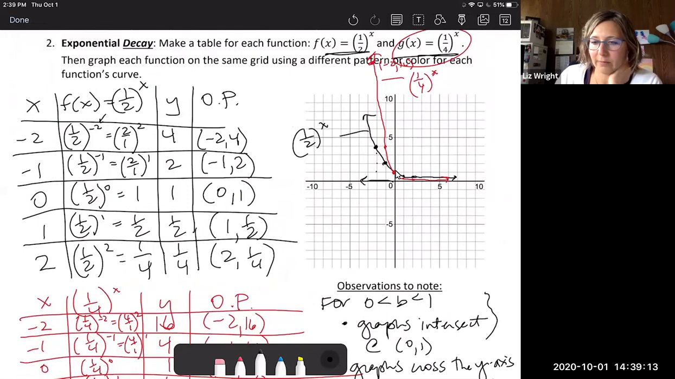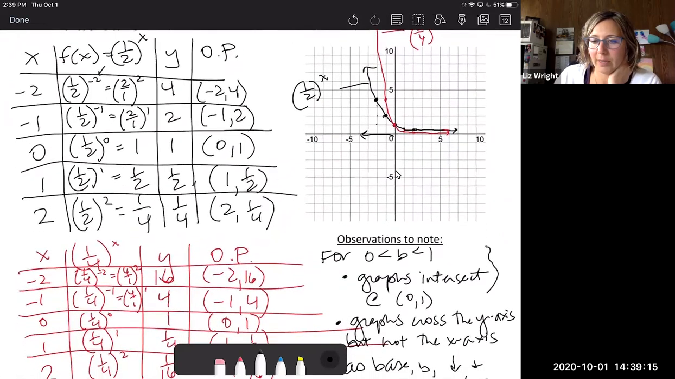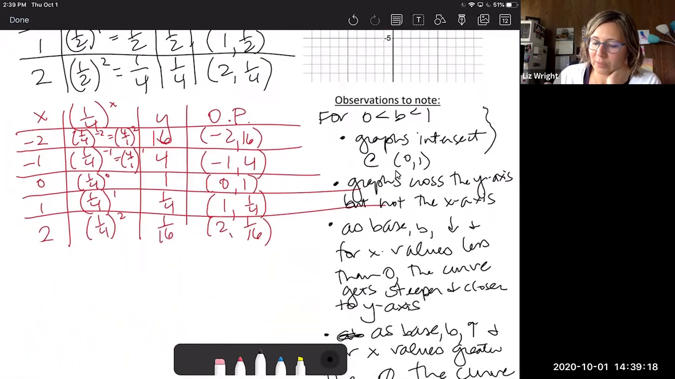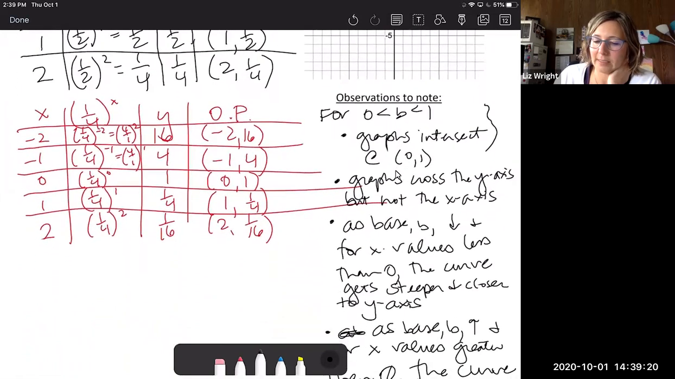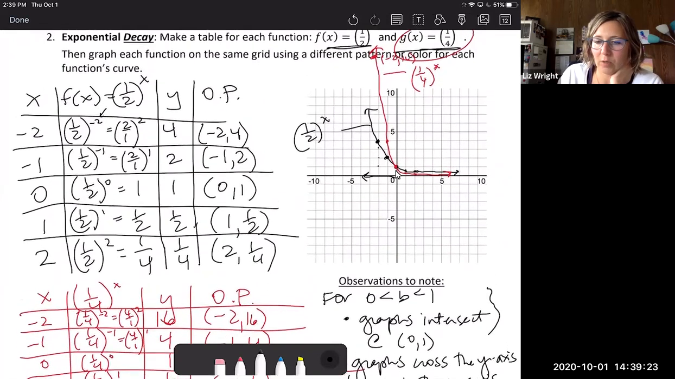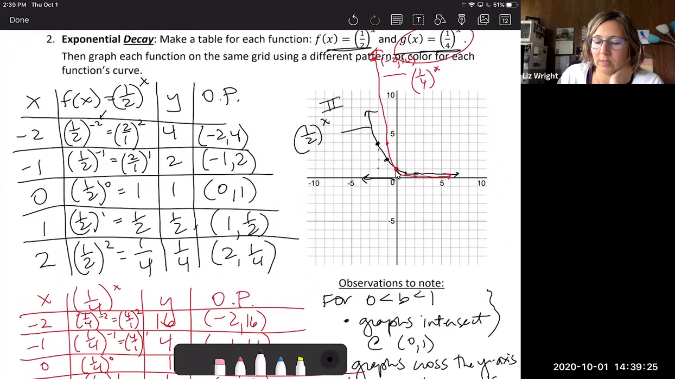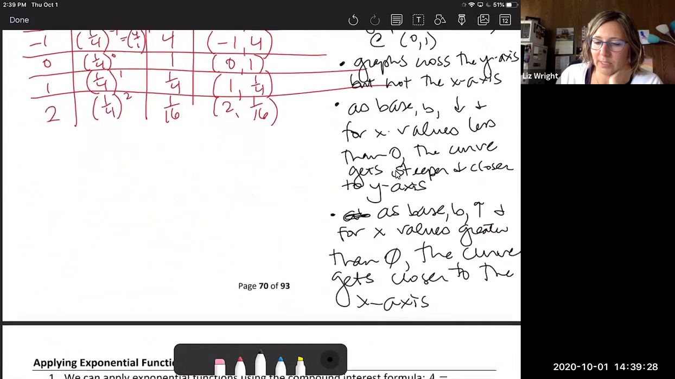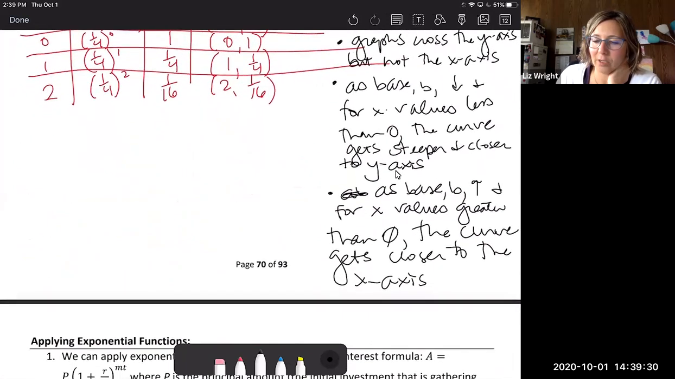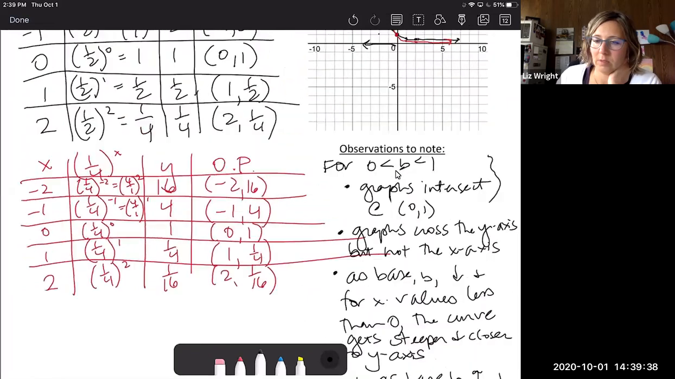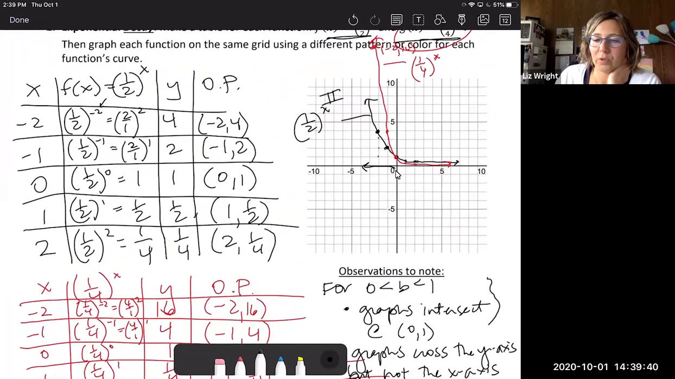Our graph, and again, we're talking about how the black line compares to the red line, the curve is going to get steeper and closer to the y-axis. So here, that one should have been talking about quadrant 2. And then the next one, here it says as the base B is increasing, and for x values that are greater than 0, the curve is getting closer and closer to the x-axis on that one. So that one was talking specifically about our quadrant 1 and what's happening there.